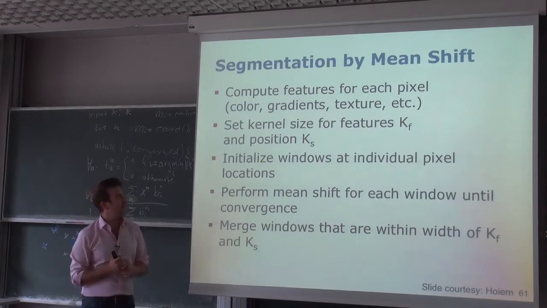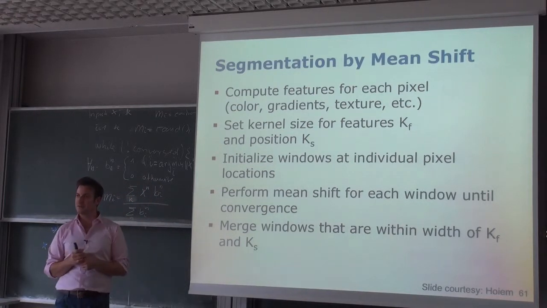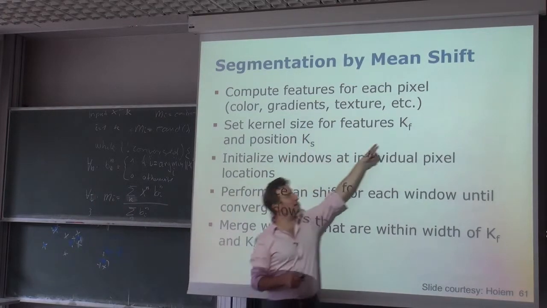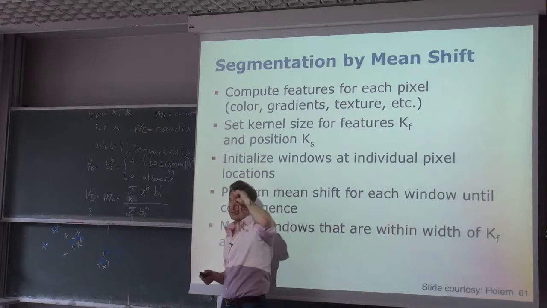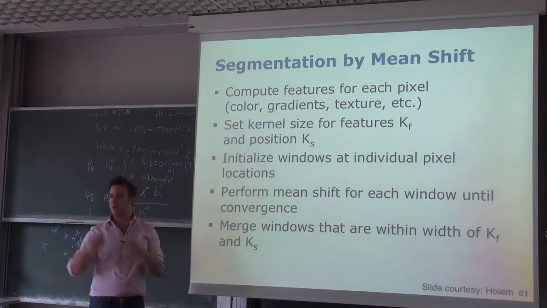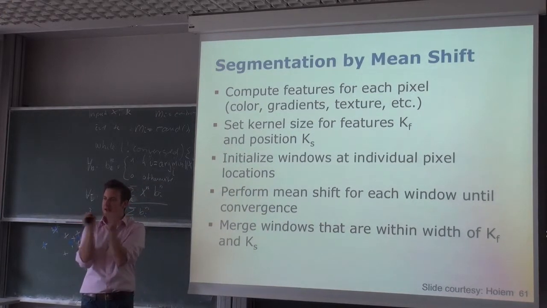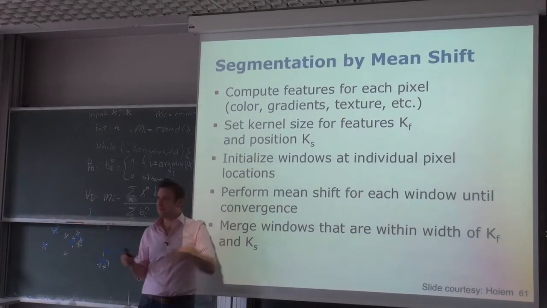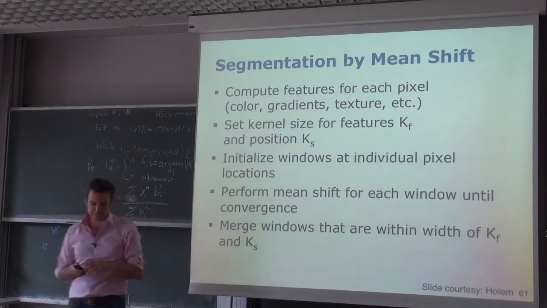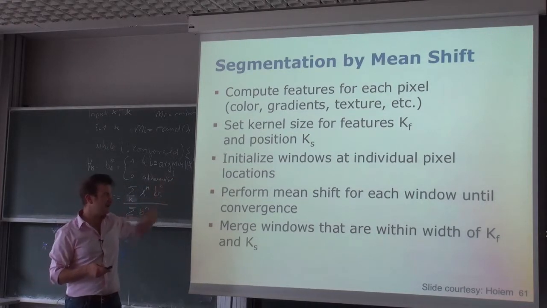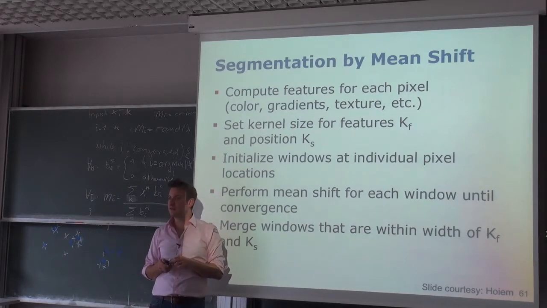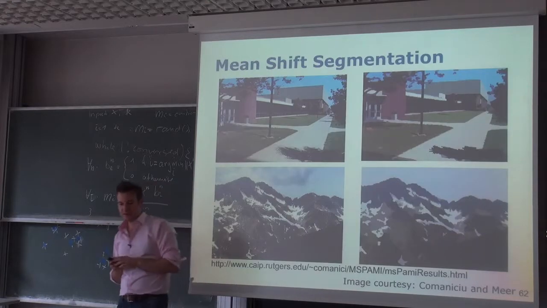And then I need to define the kernel size. For the position, I typically have a different one than for my feature. The feature could be color, texture, whatever I'm using. So I typically use one for the location, which says what nearby means in terms of pixels, and one in terms of feature space, for example, in terms of color. And then I perform that, and need to make sure I do this in the appropriate way for the position and for the intensity values. If I do that, I actually get pretty good results.